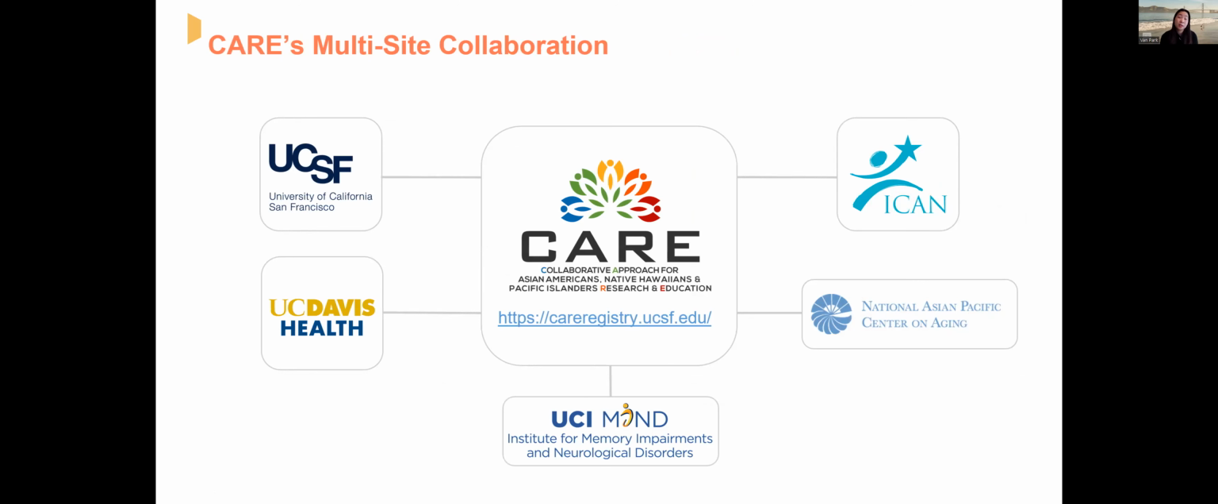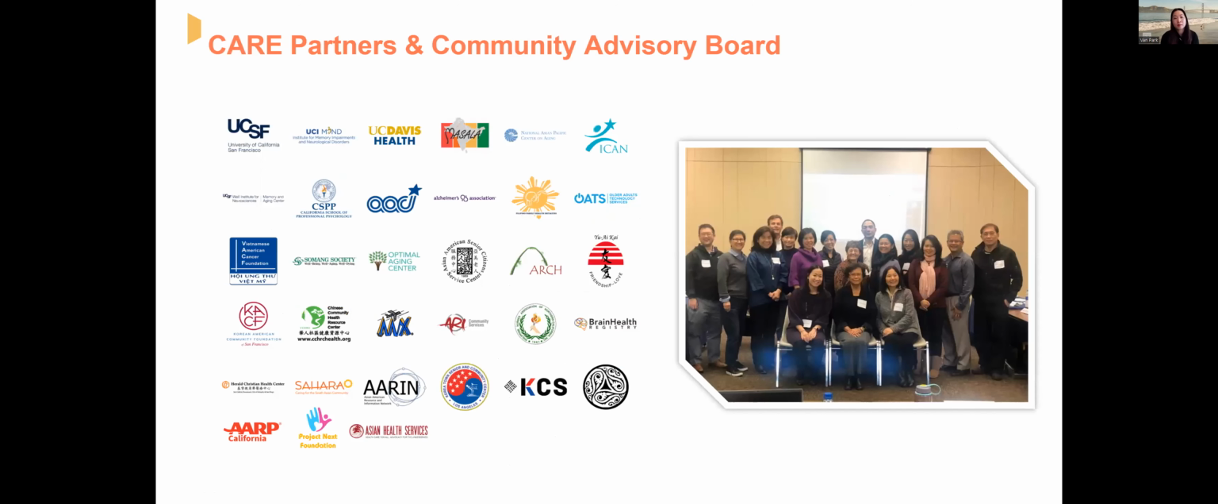While we have a couple dozen plus community partners and academic partners, here you see our core critical partners: UCSF, UC Davis, UC Irvine, ICANN, which is a Vietnamese American nonprofit organization in the San Francisco Bay Area, and the National Asian Pacific Center on Aging. Next slide, please. And this is our community advisory board, and this was our first in-person meeting that we had prior to the pandemic, and we unfortunately have not had another one quite yet, but maybe this year. Next slide, please.